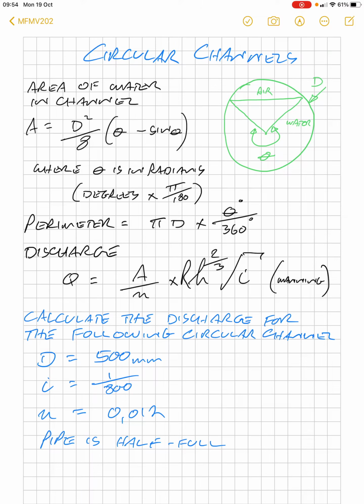And then we have a discharge Q, and that is using the Manning formula, which is actually velocity multiplied by A. So we get A over n times hydraulic radius to the 2/3 times the square root of i.